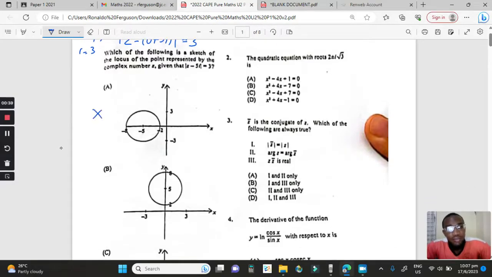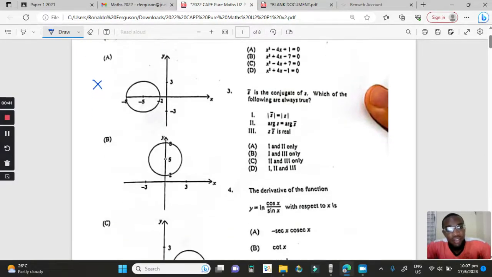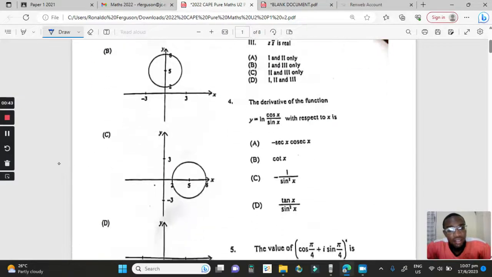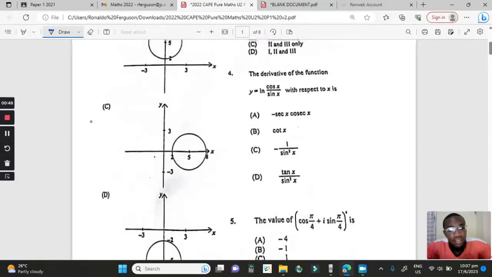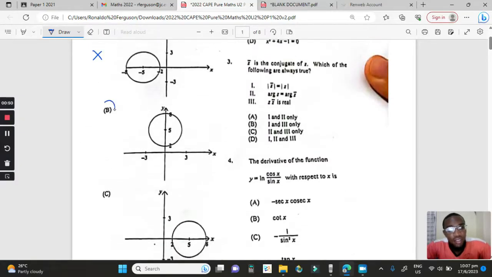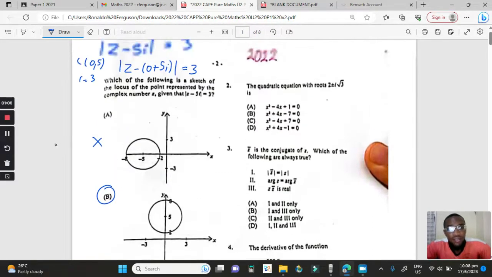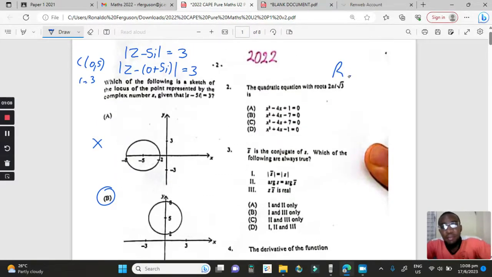Option A is out. X is 0, 5 here. So notice (0, 5) is only this one, option B. Now the radius should be 3. They didn't draw it to perfection, because if you move it over, the radius should be 3, so they didn't draw this so wonderfully, but that's okay. B is the answer.